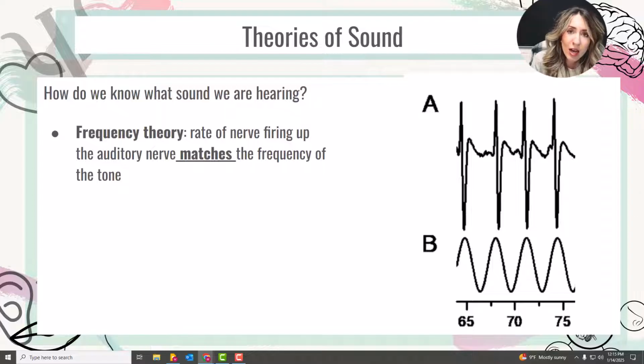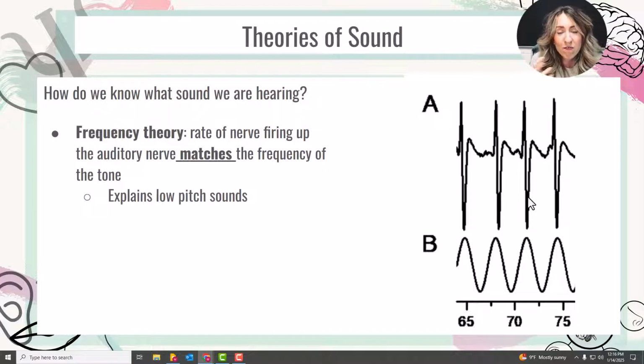So the frequency theory says that different nerves fire at different rates, and that those rates match the frequency of the tone. If you look at this diagram here, A would be the firing of the nerve, and B would be the frequency that came into the cochlea. You see that the nerve actually matches the frequency of the sound. This is really helpful for low pitch sounds, except there's a problem because your nerves can't fire more than 1,000 times a second, and you have higher frequencies than 1,000 hertz.